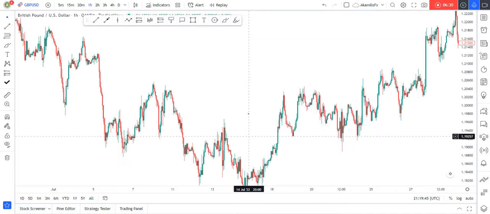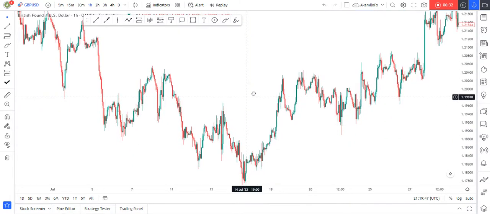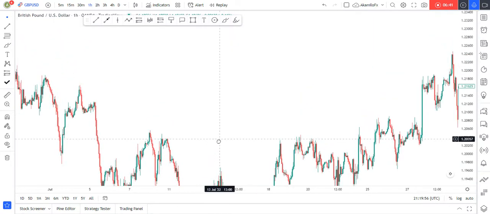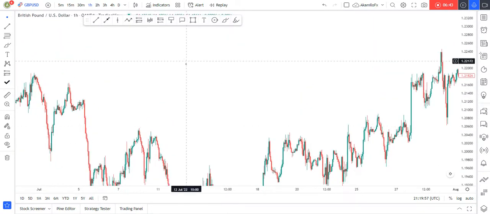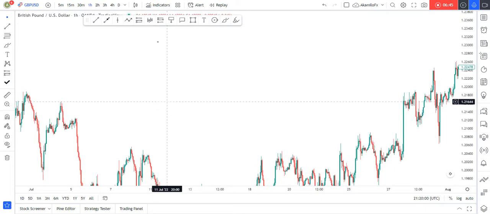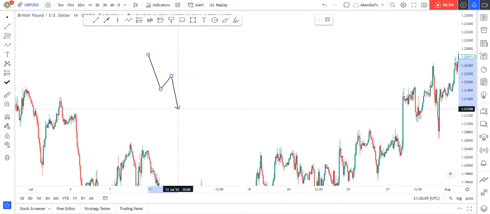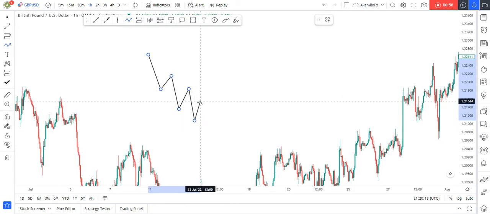Okay, so now you can see here we have price coming to the downside. That was an uptrend. Let me give you a downtrend structure before we come back to the live market. In a downtrend, price is moving to the downside. It forms lower highs and lower lows, lower highs and lower lows.